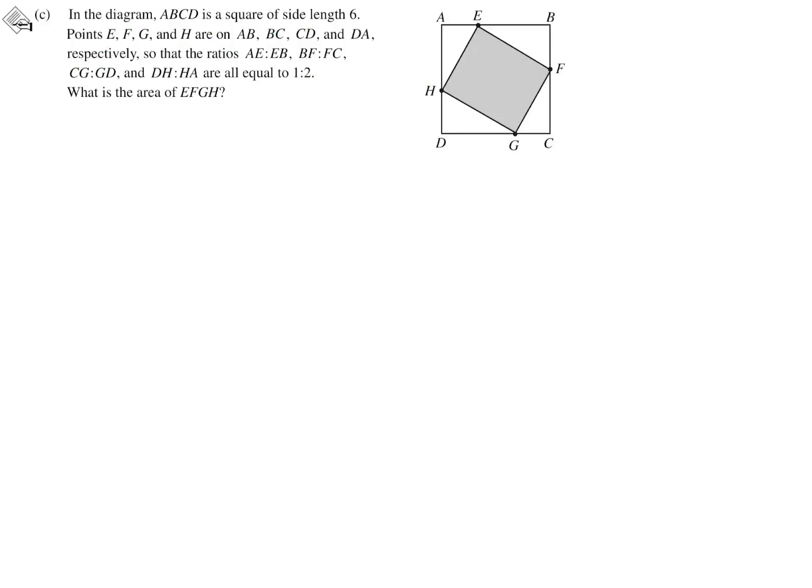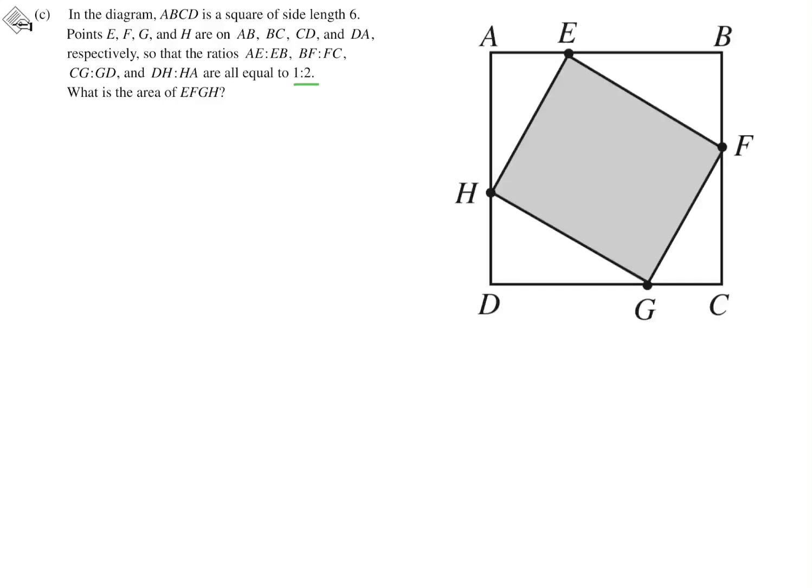In the diagram, ABCD is a square of side length 6. Points E, F, G, and H are on AB, BC, CD, and DA, respectively, so that the ratios are all equal to 1 to 2. What is the area of EFGH?